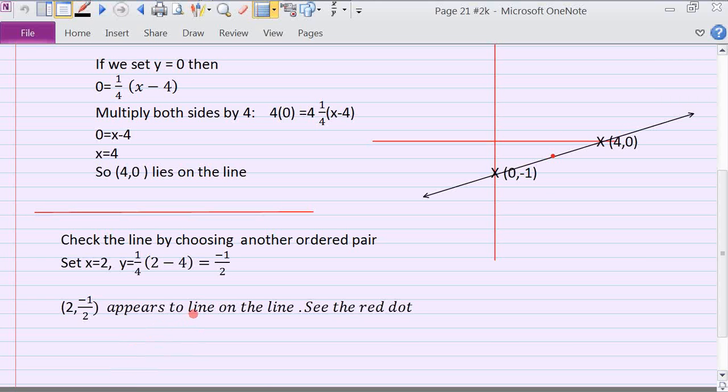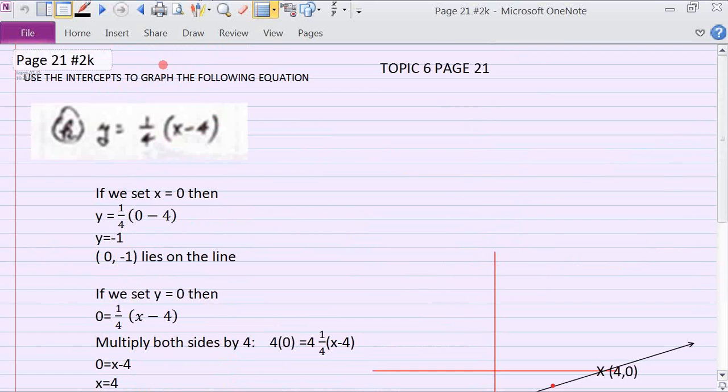This appears to lie on the line. So it does look like it's lying on the line, and you can see I just placed it here, and this gives us some idea that our original points are correct because we chose a random value for x and calculated the corresponding value of y, to make sure that it does lie on the line. We can do this with any other points that we want to.